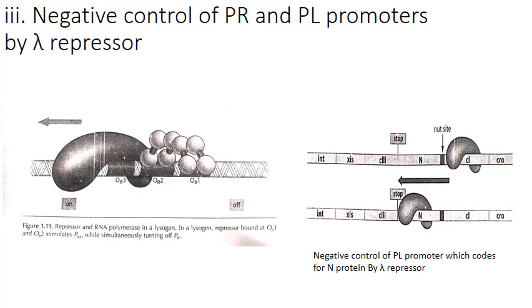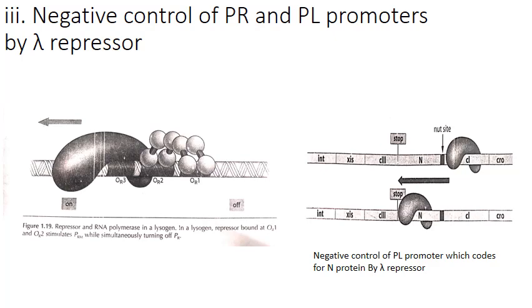Now we know the lambda repressor has the highest affinity for operator region 1, and hence it binds to that region, which does not allow RNA polymerase to bind to the PR promoter and synthesize Cro protein, hence negatively regulating the PR promoter.